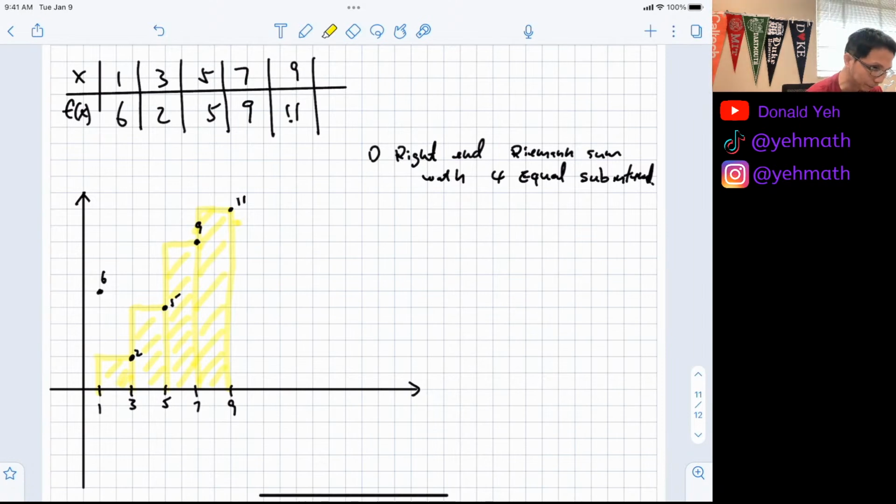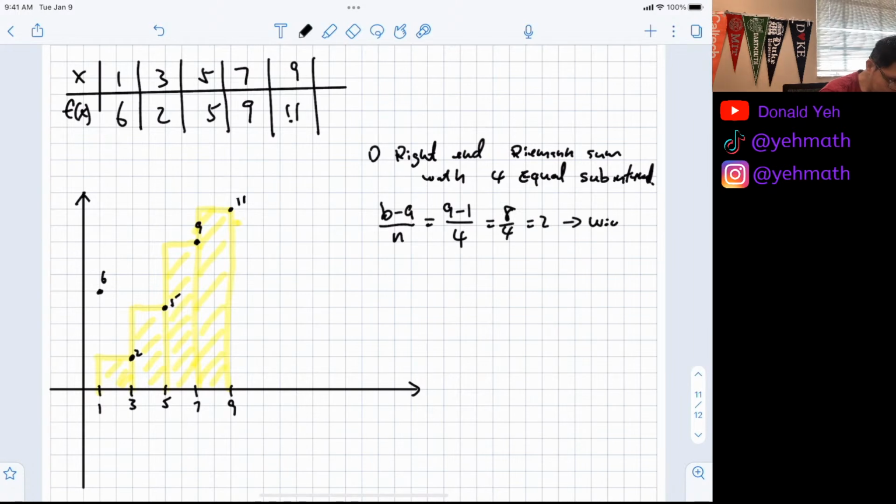Does that make sense? Okay, so usually I figure out the width of each rectangle. Can you tell me the width of each rectangle? There's a formula for it. It's actually b minus a over n. So b is 9, minus 1, over n, which is 4. So that's equal to 8 over 4, which is 2. 2 is going to be the width.